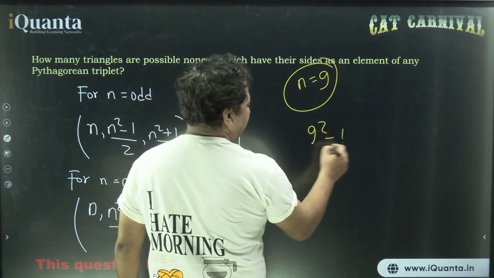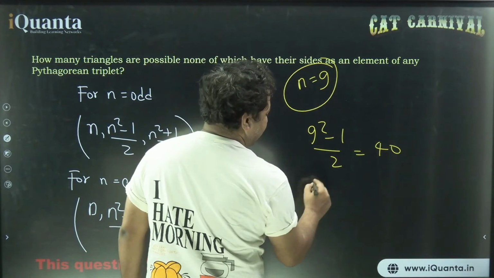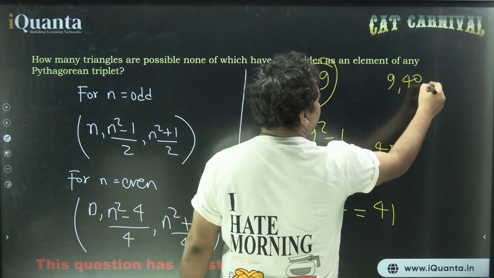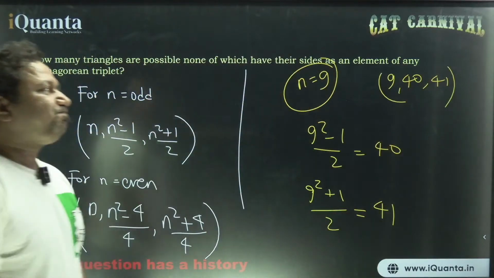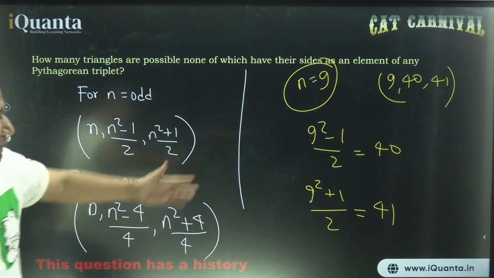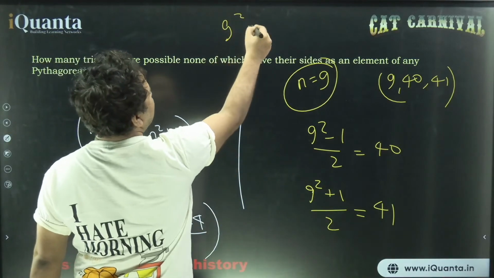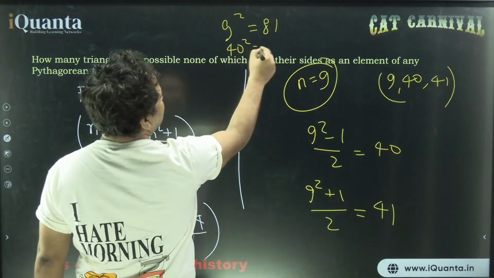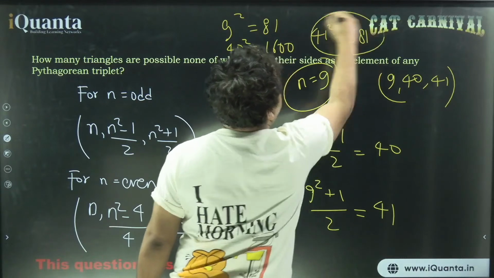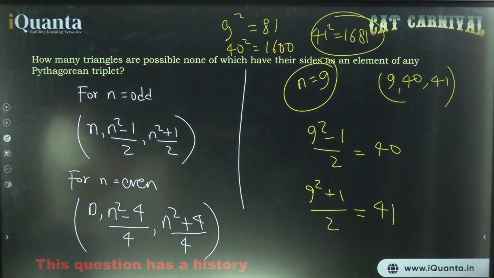9 squared minus 1 by 2 is 40, and 9 squared plus 1 by 2 is 41, and we got the answer. It's 9, 40, 41. We got the triplet. Is it right? Check it. The value of 9 square is 81. The value of 40 square is 1600 and the value of 41 square is 1681. It will be 9, 40, 41, not 42.